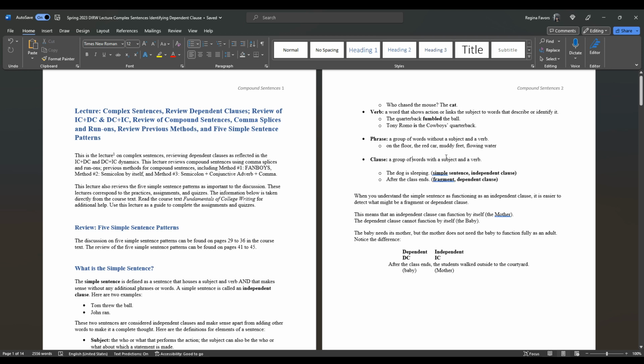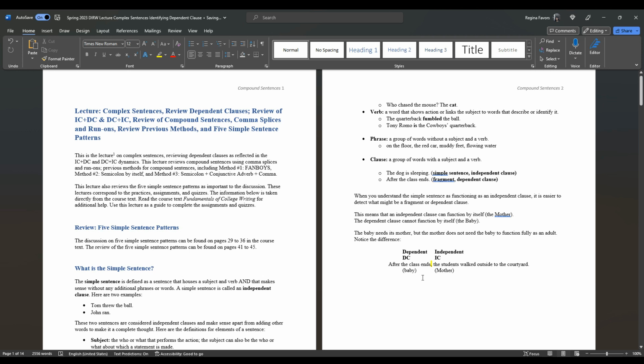Then we have phrases: on the floor, with the red car, muddy feet, and understand the difference between the simple sentence, which is also considered an independent clause. The dog is sleeping. And then after the class ends, once you stop right there, it should tell you whether or not it's a fragment, which also can be a dependent clause. So we would know that we would need to change, take out the period, right? Take out the period, add a comma, and then now we have DCIC, DC, comma, IC.